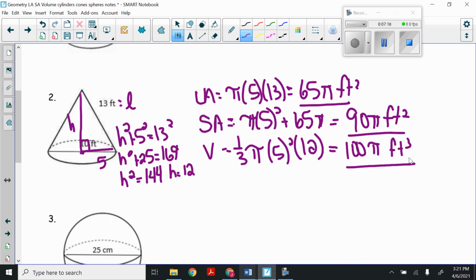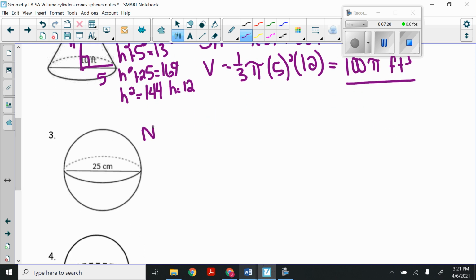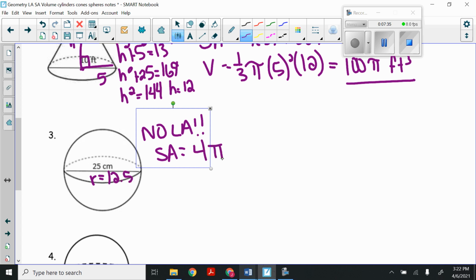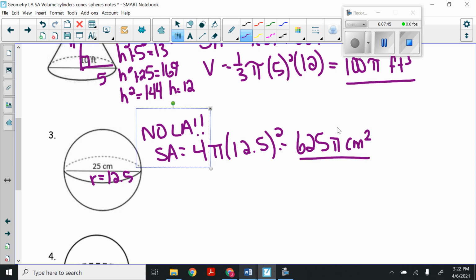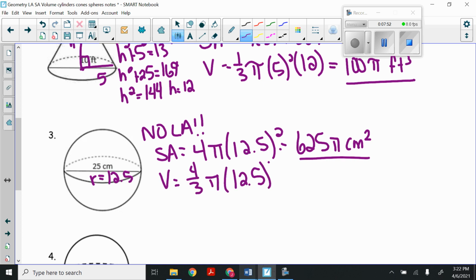So now we're going to look at a sphere. A sphere does not have lateral area, only surface area. In this sphere, they told me that the diameter was 25, so my radius is half of that, 12.5. So my surface area is 4 pi times my radius, 12.5 squared, which is 625 pi square centimeters. My volume of a sphere is 4/3 pi times my radius, 12.5 cubed.